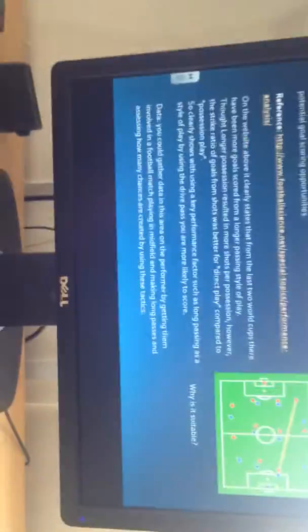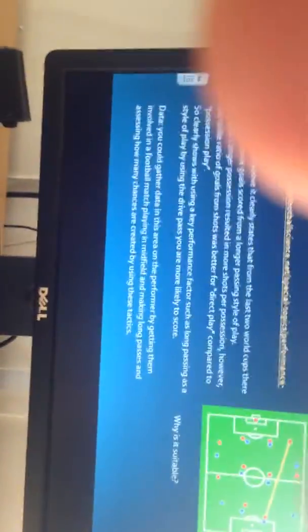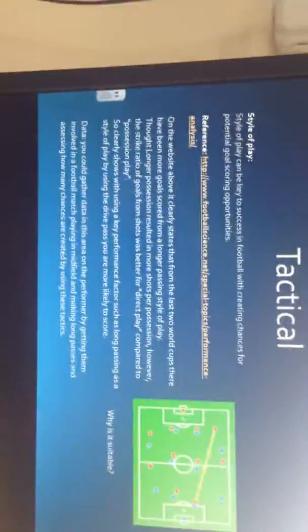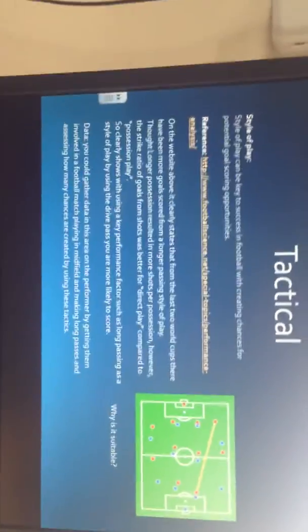by using those tactics. That's basically the reason why I think it's suitable as well, because it's still referring to the topic that we're on, the tactical, which is a style of play using long passing, and it's also putting it into a game situation. If it's going to work in a game, then you know that it's going to work. Instead of just devising a test, you're actually devising this into a game situation, as I've said.